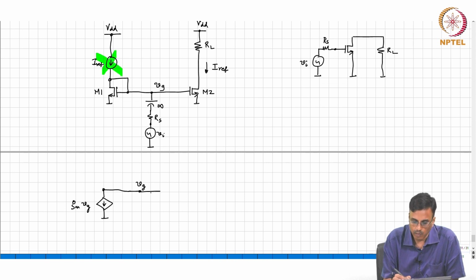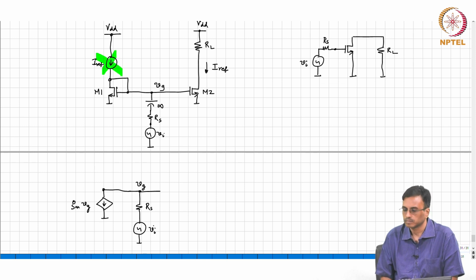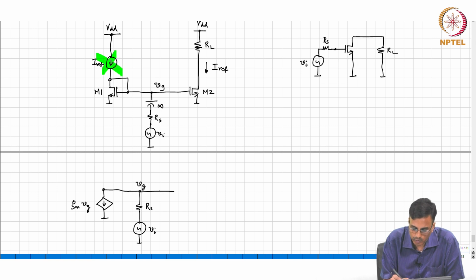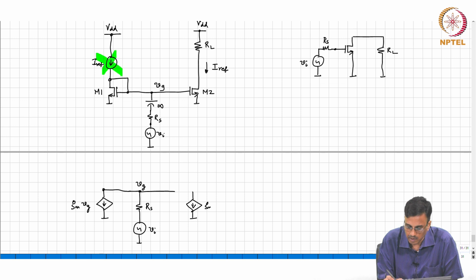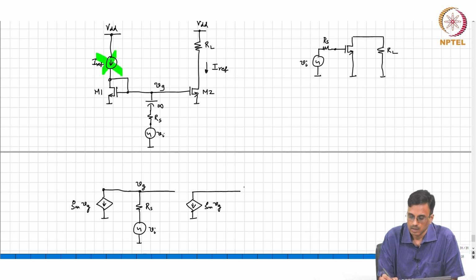Then what happens to the infinite capacitor? Short circuit. What happens to Rs? Remains there, very good. This is Vi, correct? All right. What do we do with M2? Well, that is also Gm times Vg. Then RL, what happens to the other end of RL? Grounded.